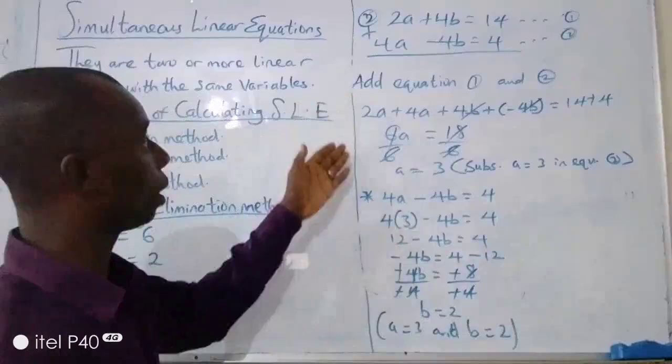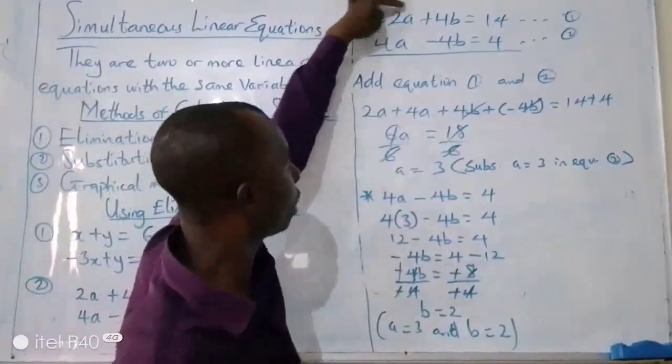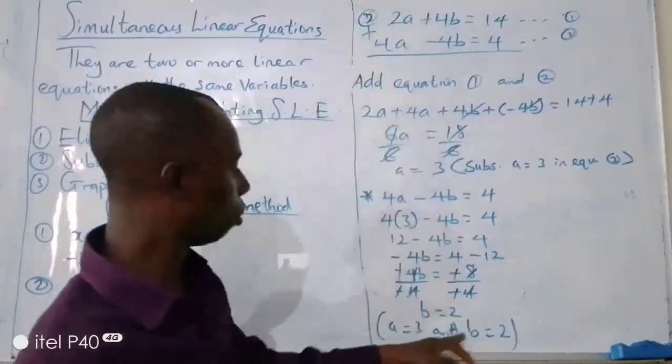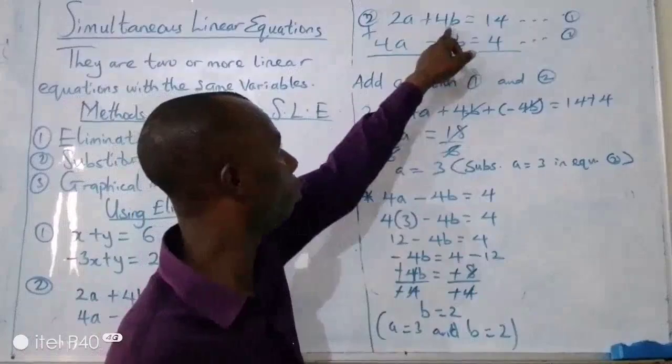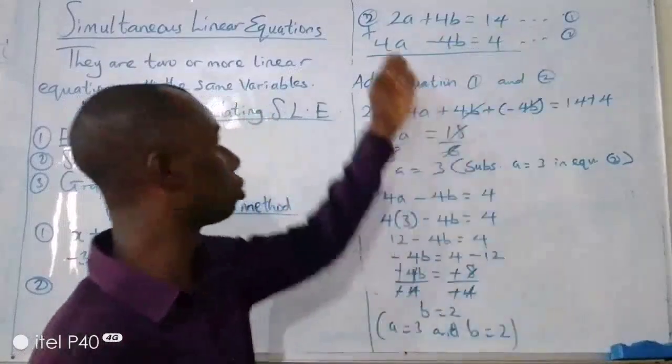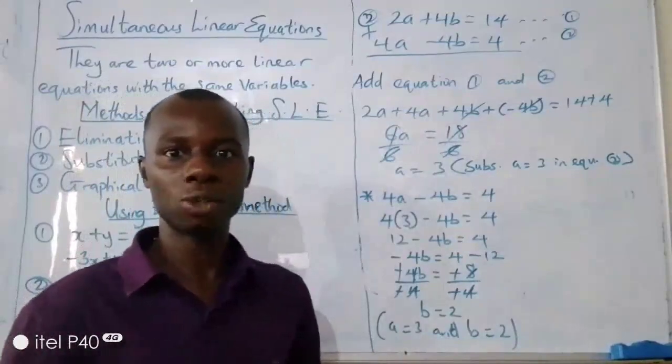So for you to check whether what you have done is correct, do not forget your a is 3. You have 2a, 2 times 3 is 6, plus your b is 2, 4 times 2 is 8. Of course, 6 plus 8 will give you 14. If you substitute in the second equation, you are going to get the same answer. So this is how you do it.